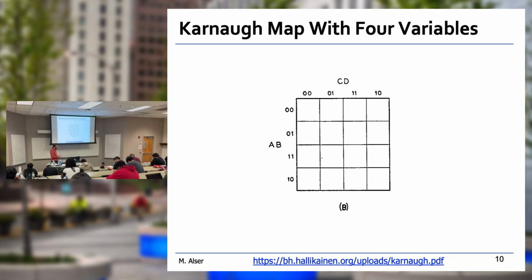Now, the valid question: how do we go with 5 variables? First, 5 variables. How many permutations? 2 to the power 5, right? And that will give you 32 permutations. So we have 5 variables, 32 permutations. Okay? Now we need to build a table with 32 cells.